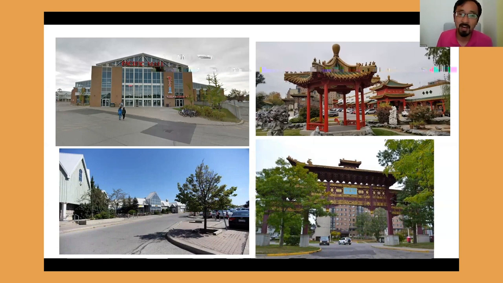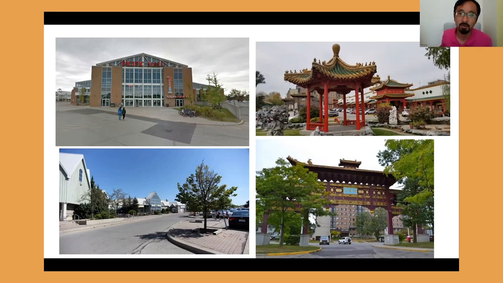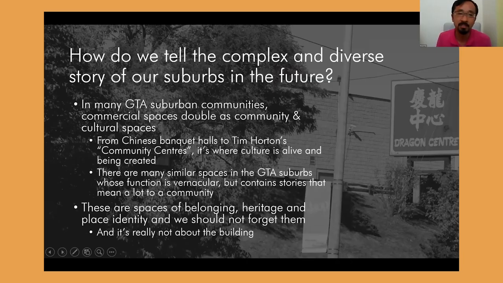And also what we've already lost, things like Market, which was this really interesting combination of Ontario small-town architecture, but housing a Chinese shopping mall in Markham. So I kind of want to ask, how do we tell the complex and diverse story of our suburbs in the future? In many suburban communities, commercial spaces double as community and cultural spaces.